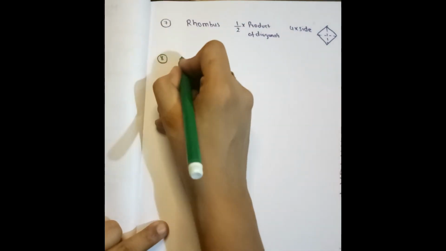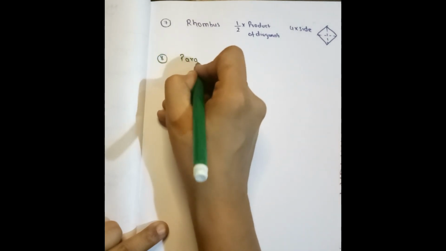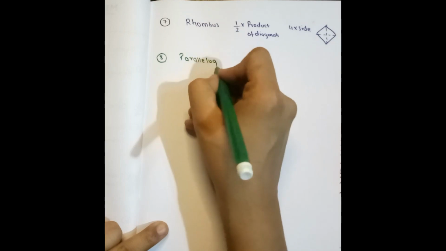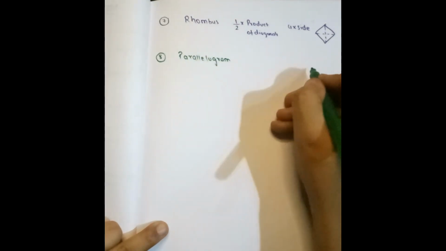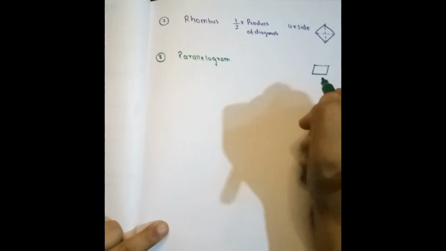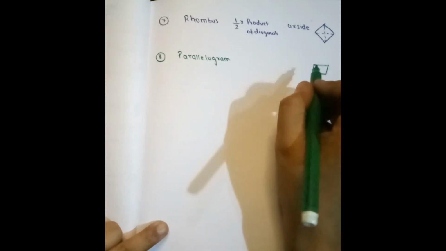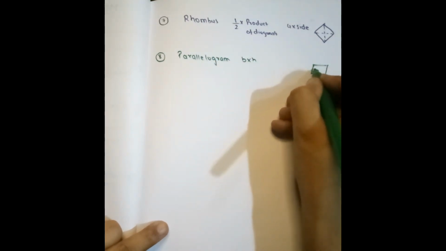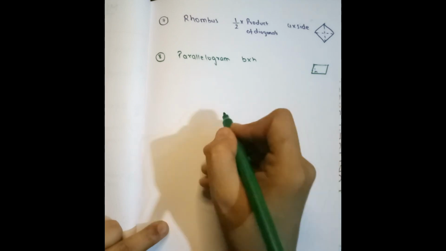So let me write down parallelogram. A parallelogram is like a slanting rectangle, a lazy rectangle we can say. So this is a parallelogram. Opposite sides are parallel and equal. So how to find the area of the parallelogram? It is simply base into height, where base is this and height you have to draw. Remember, height is always perpendicular.